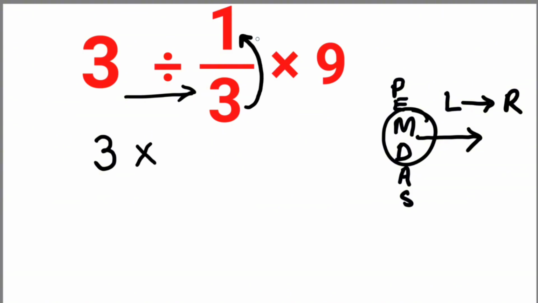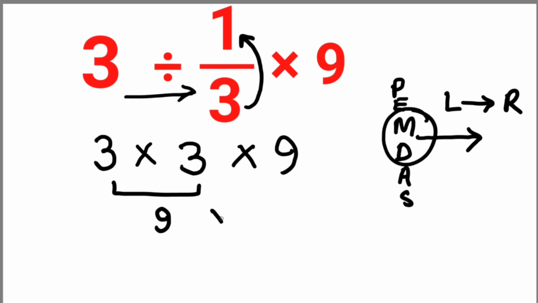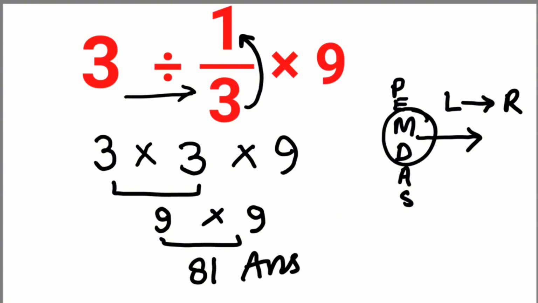So this portion has to be flipped. So it will be 1 over 3. When it is flipped, it will become 3 over 1 times 9, which will be as it is. So 3 and 3 will be equal to 9. And it is also 9. So 9 times 9 will be equal to 81, which is the correct answer.